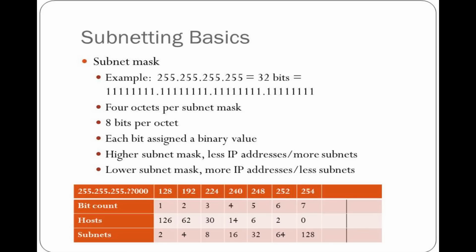Here is a summary of subnetting basic concepts before we begin subnetting. A subnet mask is made up of 4 octets equaling 32 bits. There are 8 bits per octet, and each bit is a binary number. The higher the subnet mask value, the fewer available IP addresses per subnet, but more available subnets will be created. The lower the subnet mask, the more IP addresses per subnet, with fewer subnets available.